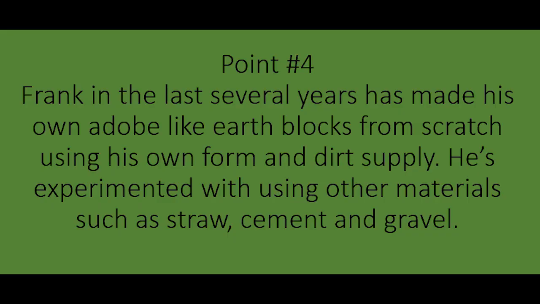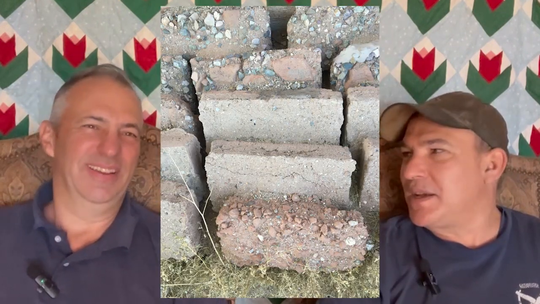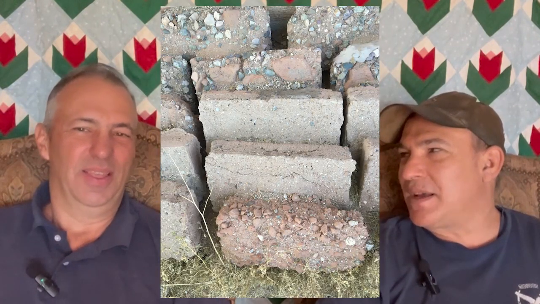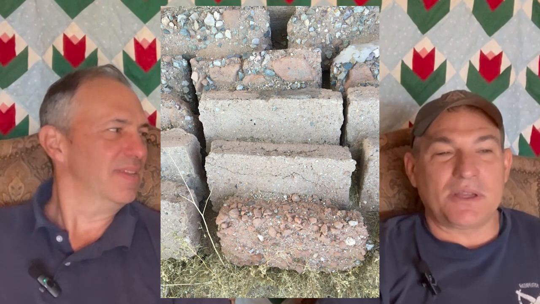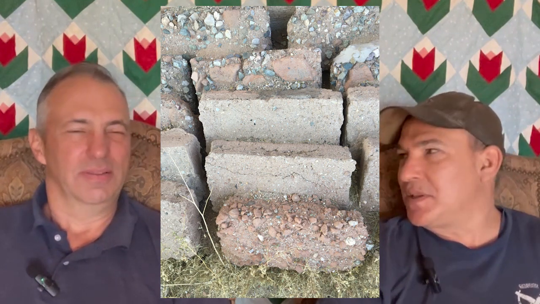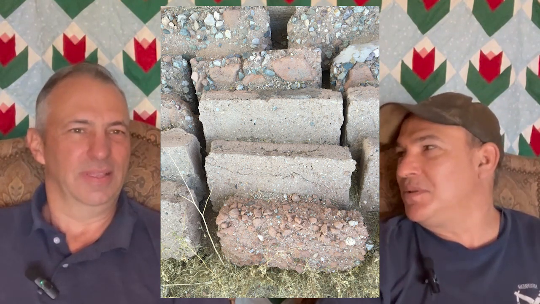Point number 4. Frank in the last several years has made his own adobe-like earth blocks from scratch, using his own form and dirt supply. He's experimented with using other materials such as straw, cement, and gravel. Well, I'm making some adobe bricks myself. Did I tell you about that? I think you did. You showed them to me one time. I went outside and I looked at them. They look pretty impressive. That's pretty good for making them yourself, because a lot of these things we're going to talk about are done with machines, but you did those by hand.